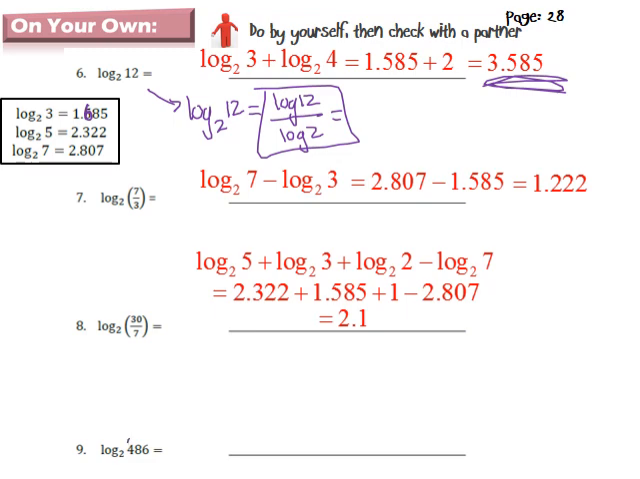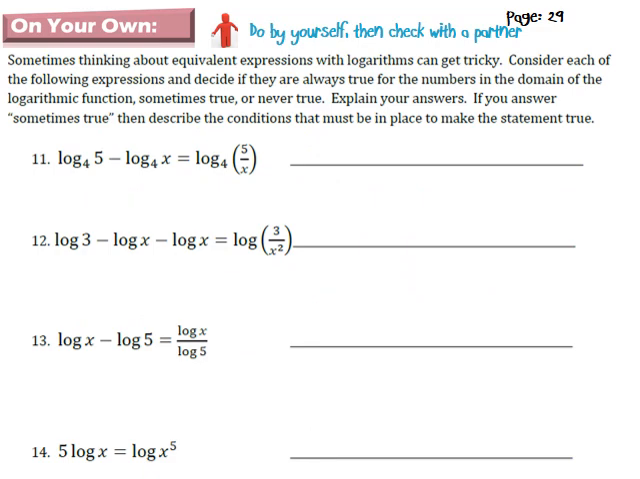Okay, next. Now this one, the 486 is just huge, so you're just going to have to divide. And I just said that it's 3 to the 5th power, and I put the 5 in the front. And then we have log base 2. Okay. So let's keep going here, moving right along.